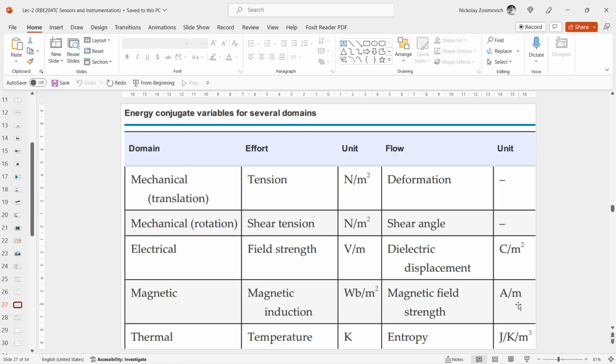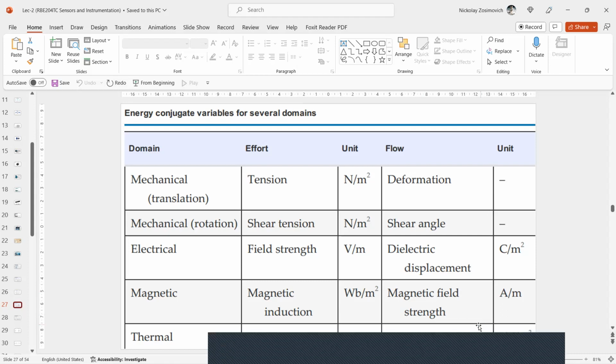Mechanical translation in the first line, you can see its tension T, Newton per square meter, and deformation S. Mechanical rotation. Electrical, you can see another, its field strength E, and the electric displacement D measured in C over M squared. Another line, magnetic induction B, Weber per square meter, and magnetic field strength H. And the last line is the temperature theta in kelvins usually, and entropy sigma.